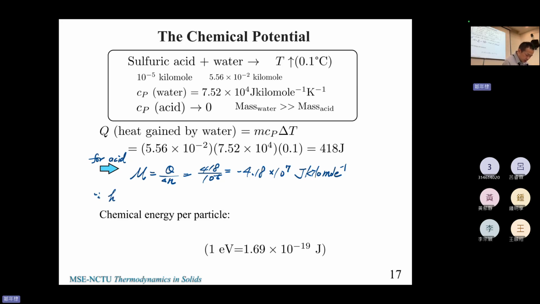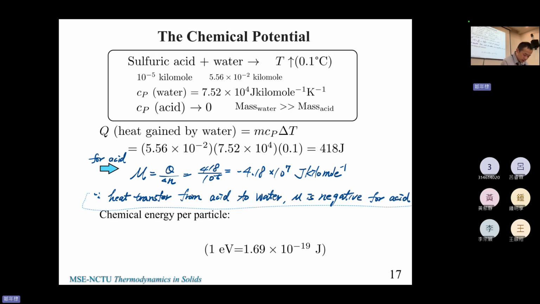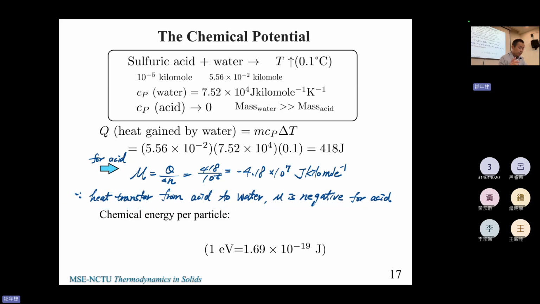Because heat transfers from acid to water, mu is negative for acid. Okay, so that's the statement I'm going to say here. All right.